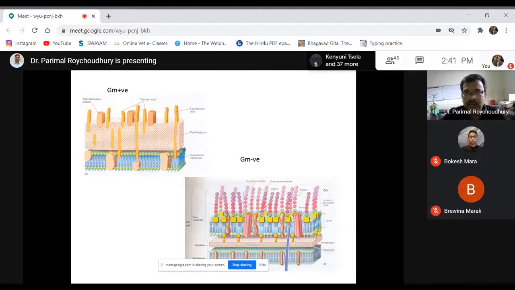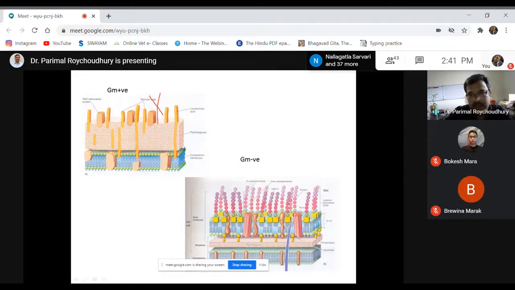Okay, and there are more cross-linking within this layer. As a result, in case of gram-positive bacteria, the cell wall is very tight. So when you decolorize it, alcohol cannot penetrate deep inside the bacteria and cannot remove the color, because of this thick peptidoglycan and more cross-linking of the peptidoglycan.